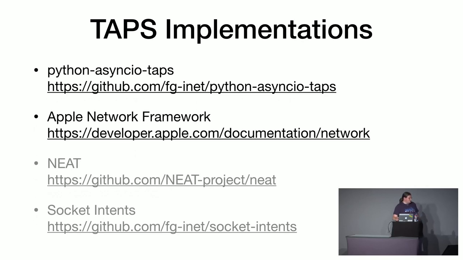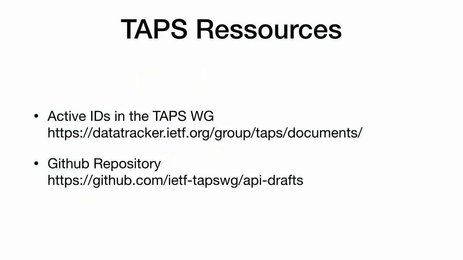And there are also some other projects which are neat and socket intents, which were pre-runners that gave input into the whole process, but you can get some ideas on what a TAPS system could do from these implementations. But basically, if you want to use TAPS today and you're programming for iOS, you can just use Network Framework and you get most of the stuff I was talking about today by using it. If you're interested in more stuff, the documents are in the IETF data tracker, so you can see it.